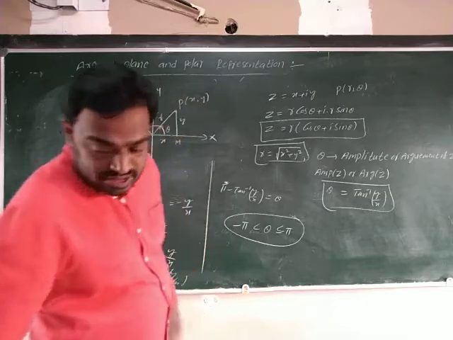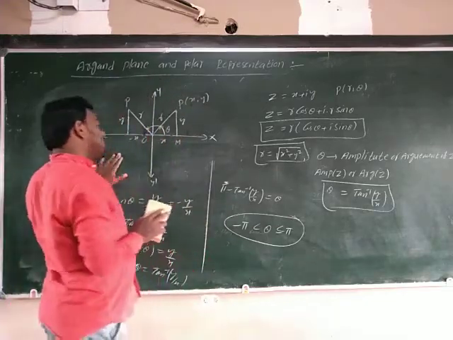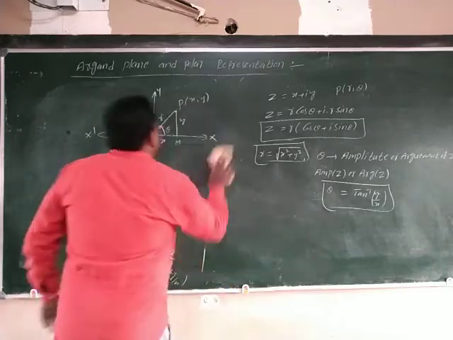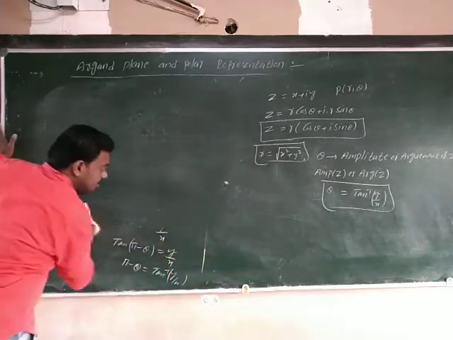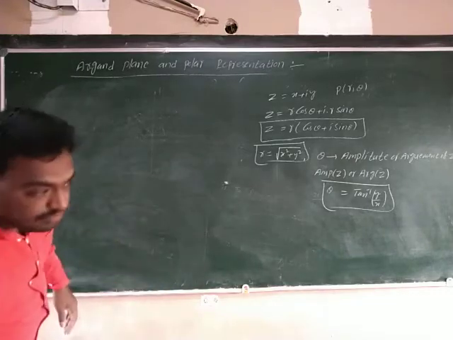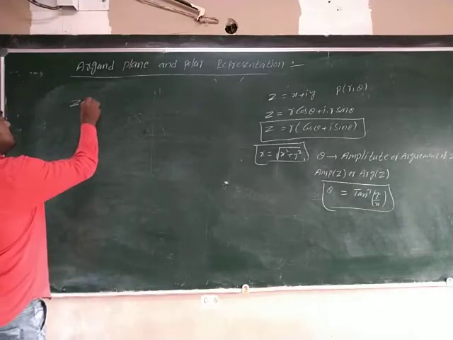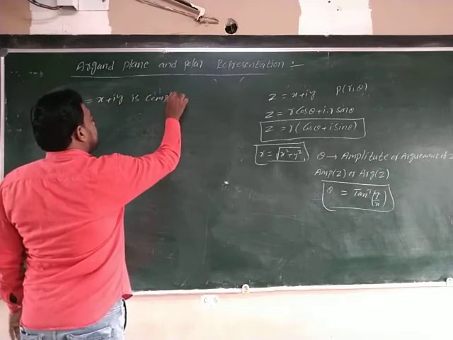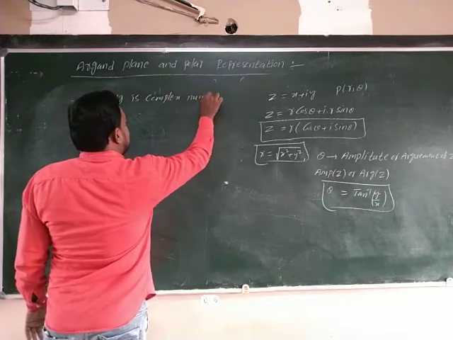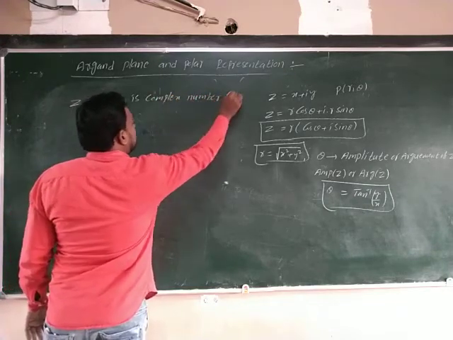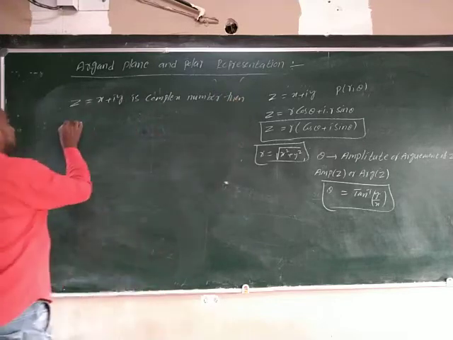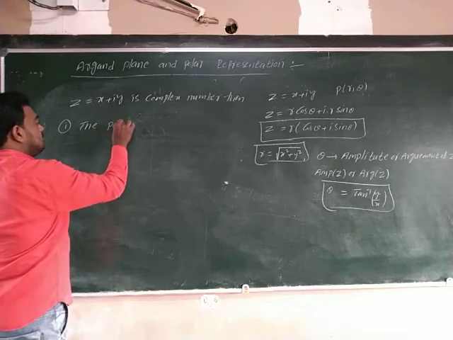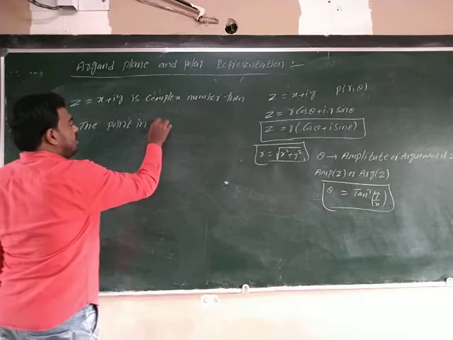Just remember that. Similarly, if it lies in the third quadrant or the fourth quadrant, what are the amplitude values? We will see now. As formulas I am writing now. Z equal to x plus iy is a complex number. Then, first one, the point in the Argand plane.